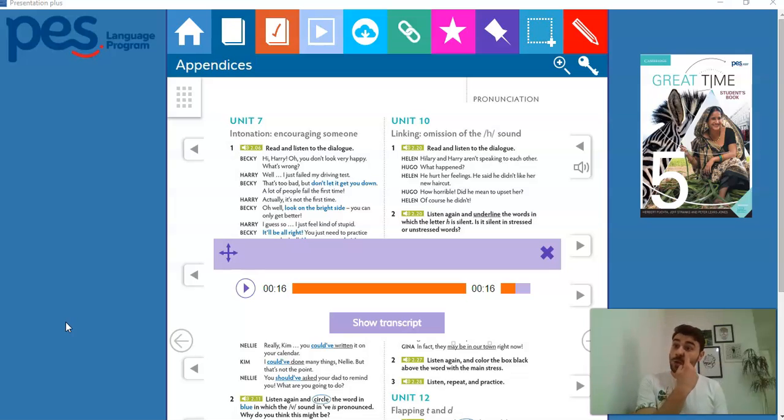Another moment is we pronounce it because it's the first word, so he said he didn't. But in connected speech, he said 'e didn't. He said 'e didn't like, right? So again, this he here is not pronounced. He said 'e didn't.